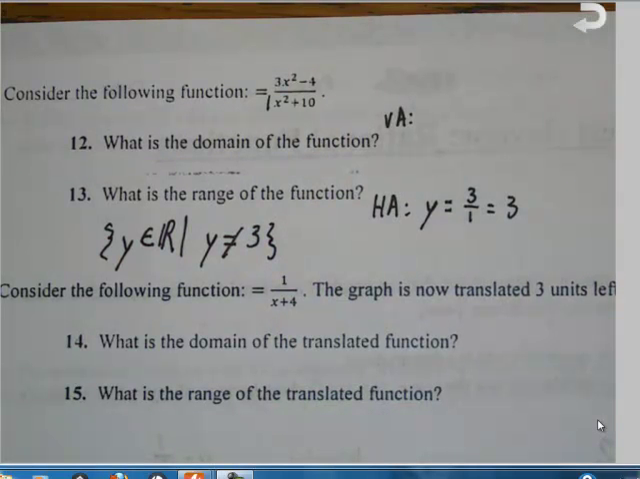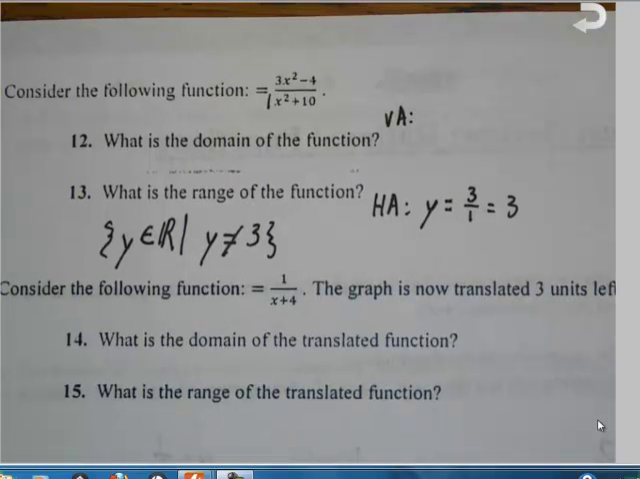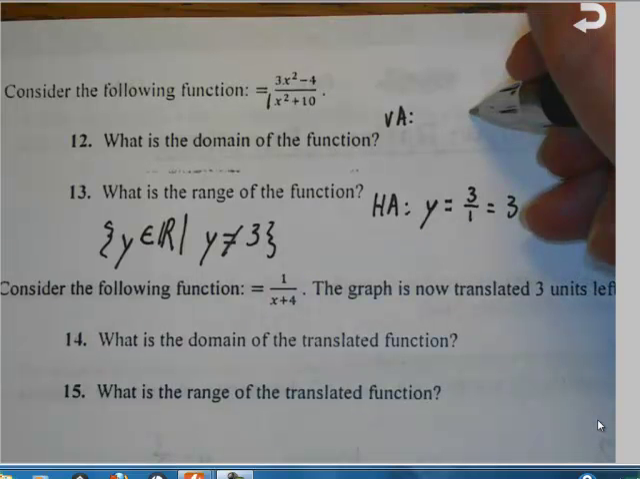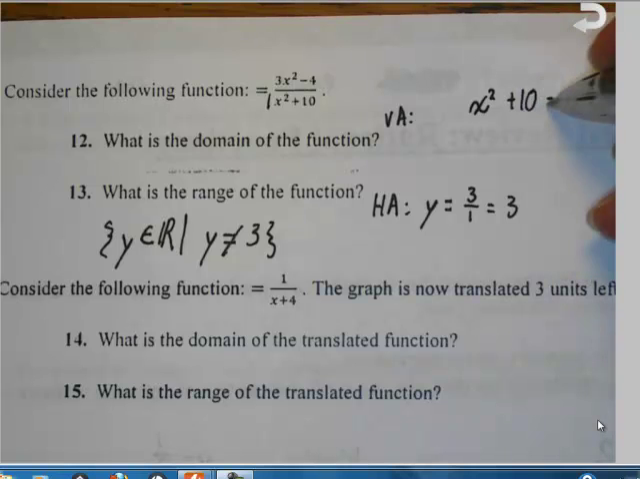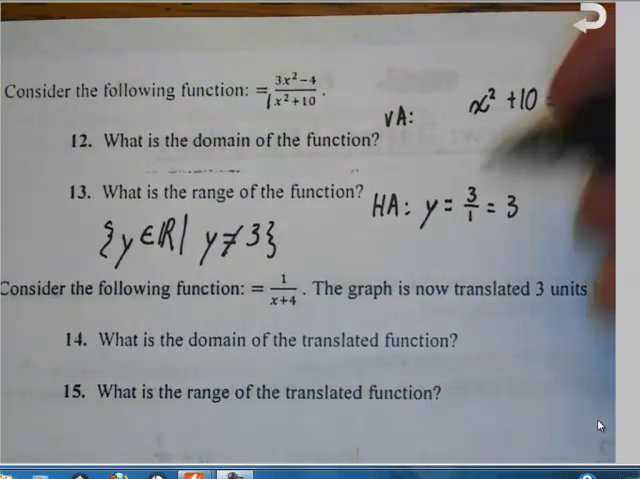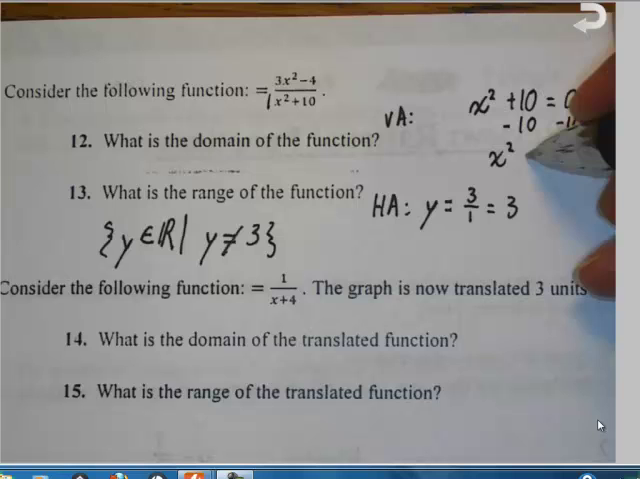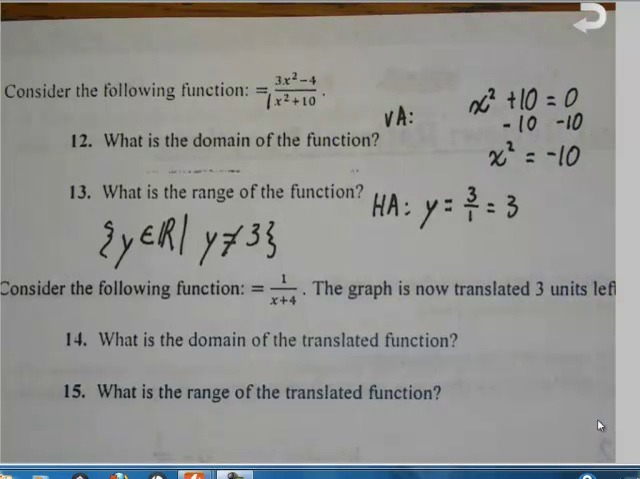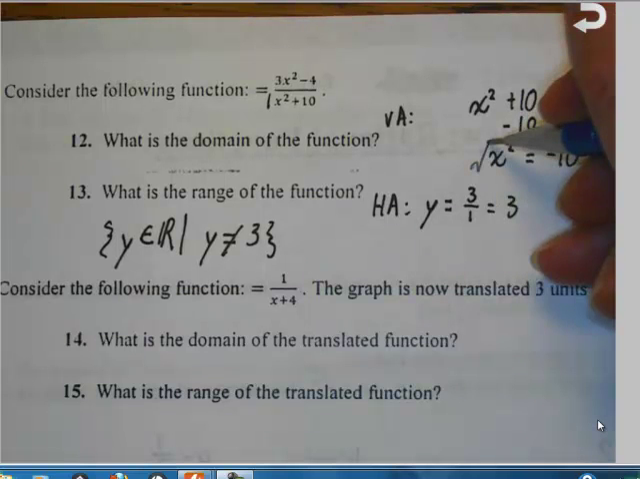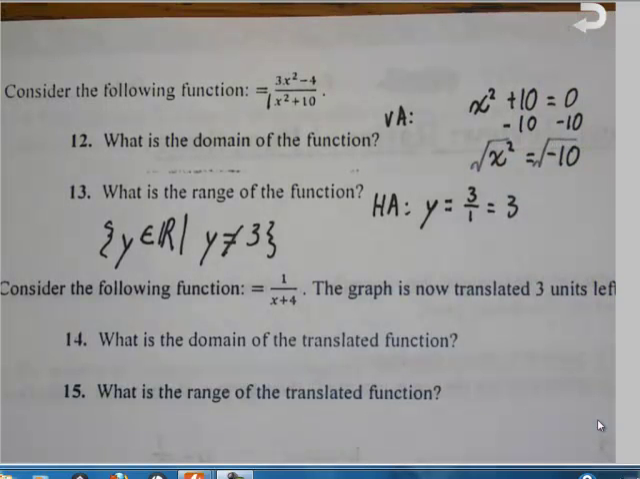Now, the vertical asymptote is where the denominator is 0. So we are going to set x squared plus 10 equal to 0. And just like we were Algebra 1 students, we subtract 10 from both sides, and we get that x squared is equal to negative 10. Now to solve for x, we would have to take the square root of negative 10. I'm going to do this in pencil because you really can't take the square root of a negative number. So there is no real number that would cause a vertical asymptote to exist.